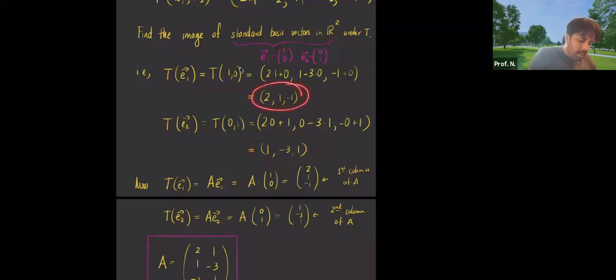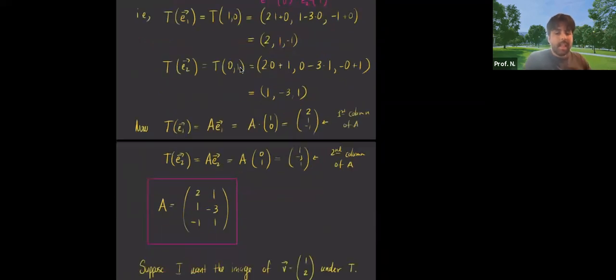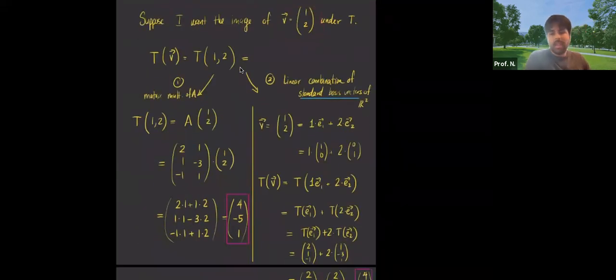Once I know the image of the standard basis vectors in R2 to R3 in this example, you can give me any vector. It doesn't have to be this one. You can give me any vector in R2, and I know exactly what that vector will be mapped to under T, because I know what E1 is mapped to, and because I know what E2 is mapped to. Once I know that, I can just express V as a linear combination of these standard basis vectors. That's what it means to be a standard basis vector.